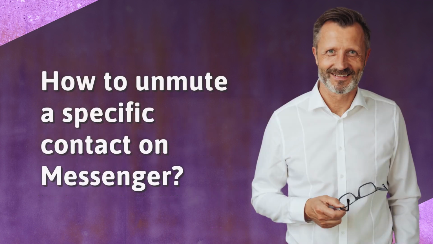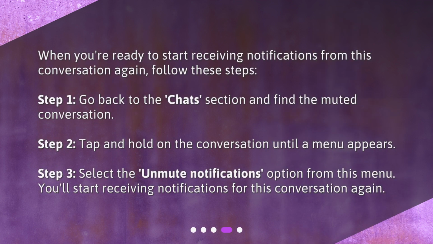How to unmute a specific contact on Messenger. When you're ready to start receiving notifications from this conversation again, follow these steps. Step 1. Go back to the Chats section and find the muted conversation. Step 2. Tap and hold on the conversation until a menu appears. Step 3. Select the Unmute Notifications option from this menu. You'll start receiving notifications for this conversation again.